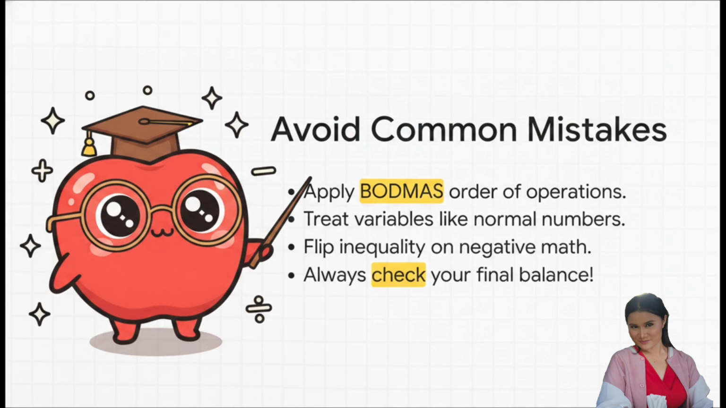First off, always apply your BODMAS order of operations: parentheses, exponents, multiply, divide, add, subtract. Second, remember to treat variables exactly like normal numbers. They follow the exact same rules. Third, if you ever multiply or divide an inequality by a negative number, make sure you flip the sign. But listen, the biggest mistake I see is when students do an operation on one side and totally forget the other. So always check your final balance by plugging your answer back into the original equation.